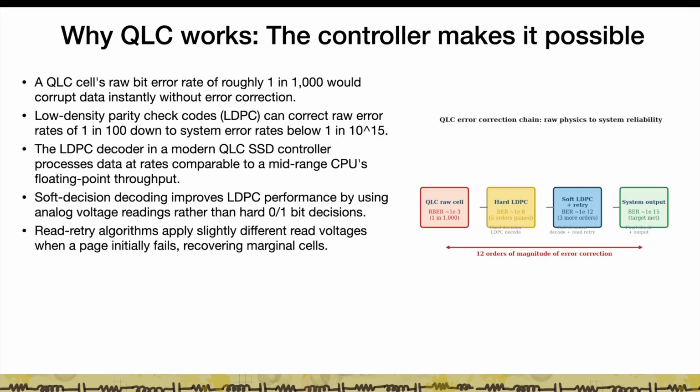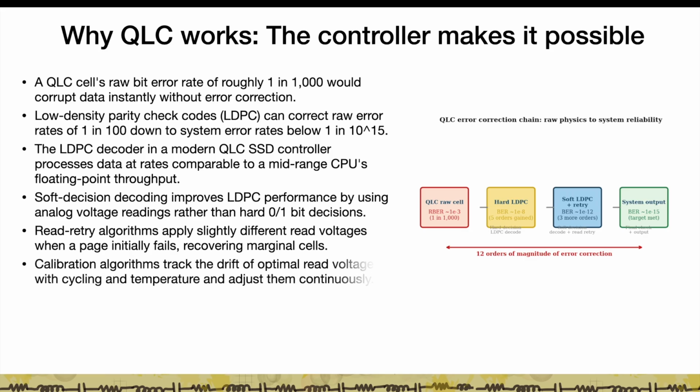Instead of making a hard 0 or 1 decision for each bit, the read circuit measures the actual threshold voltage and passes a reliability estimate called a log likelihood ratio to the decoder. The decoder uses the analog voltage information to make better decisions about cells near the boundary between adjacent states. Soft decision decoding typically buys another 2 to 3 dB of coding gain over hard decision, which translates to another few orders of magnitude of error correction.